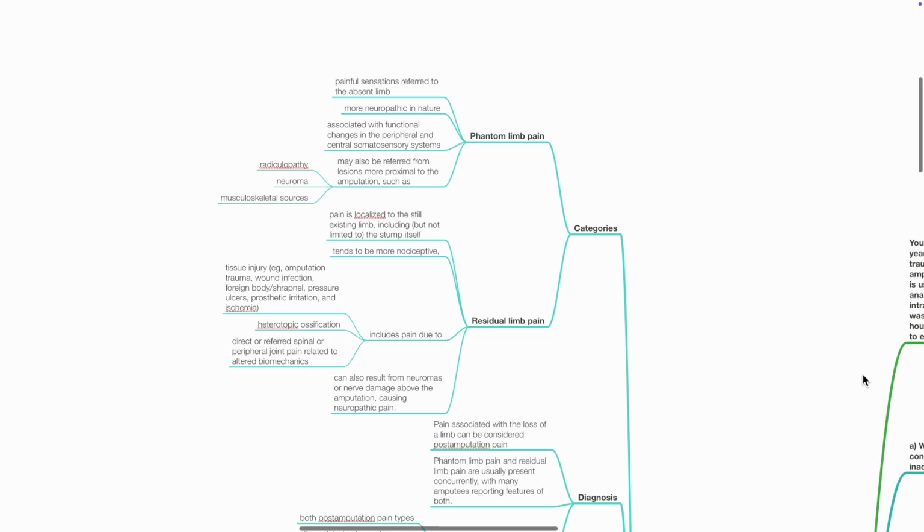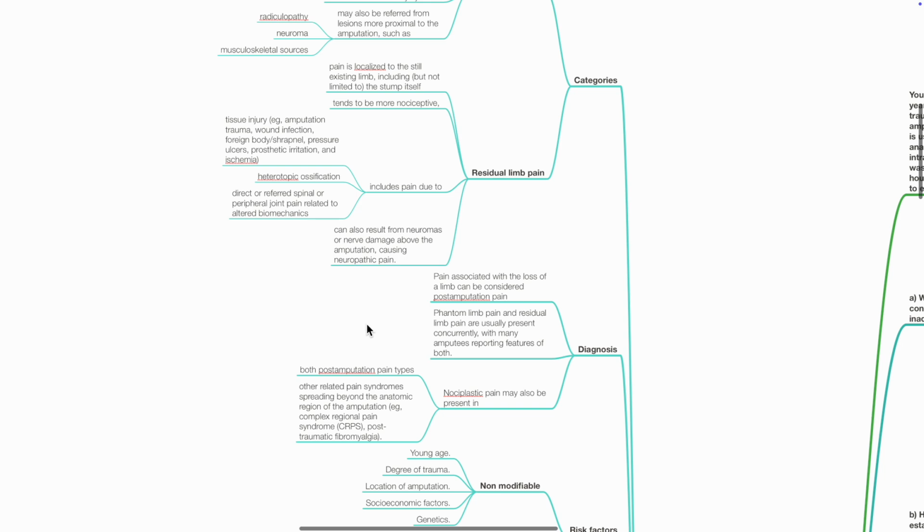For residual limb pain, this refers to pain localized to the still existing limb, including but not limited to the stump itself. This tends to be more nociceptive. It includes pain due to tissue injuries, heterotopic ossification, direct or referred spinal or peripheral joint pain related to altered biomechanics. It can also result from neuromas or nerve damage above the amputation causing neuropathic pain.